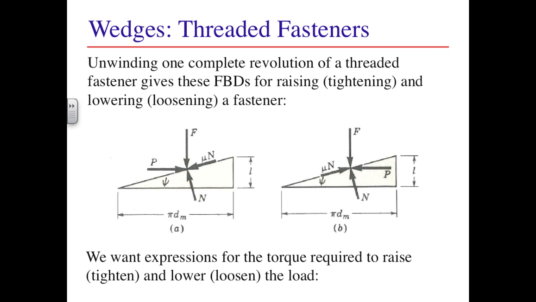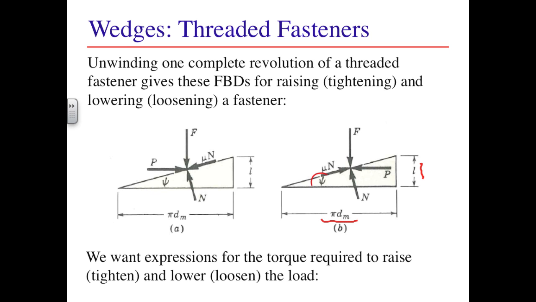Before leaving this topic, I wanted to shed a little more light on the topic of self-locking in fasteners. This problem is idealized by taking one complete revolution of a threaded fastener and unwinding it. In this geometry, the parameter L is called the lead. This is the axial distance a fastener advances in one complete revolution. You can see that the horizontal distance in this figure is the circumference of the fastener based on the mean diameter between the root and tip of its threads.